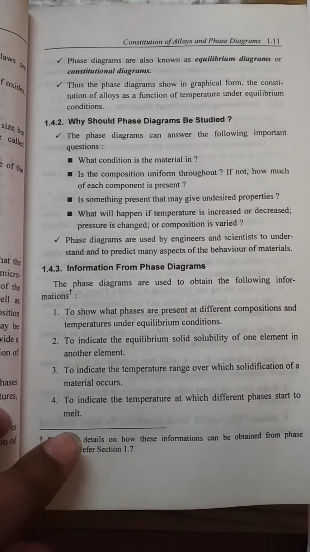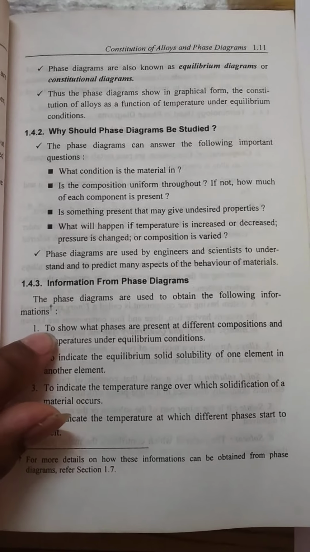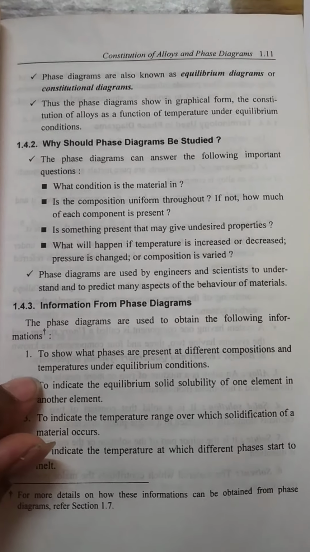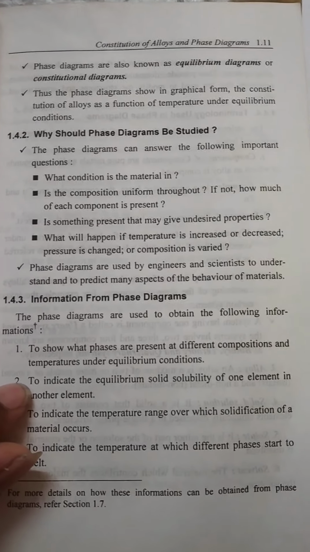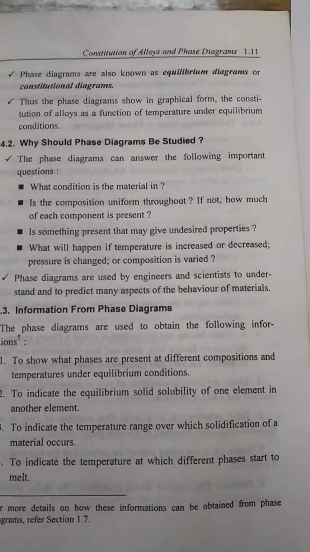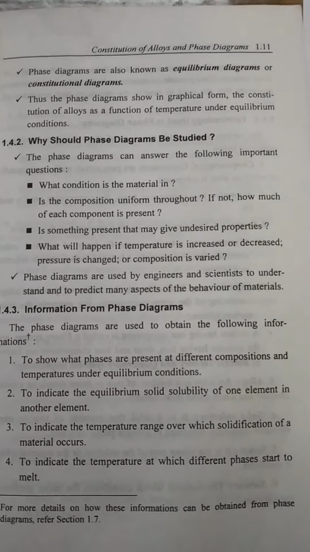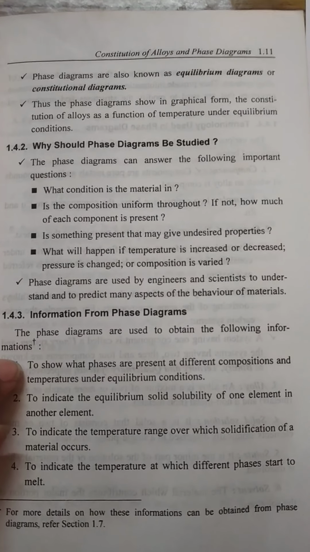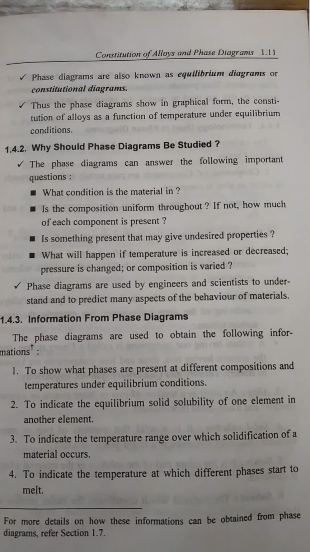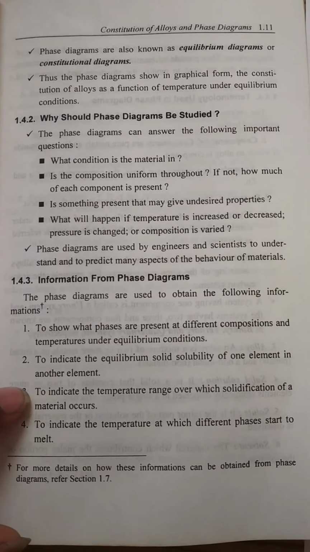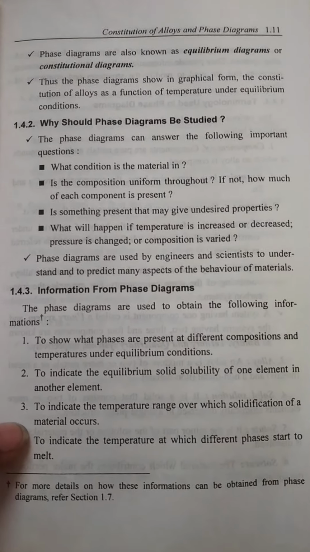The answers for those are here. A phase diagram shows what phases are present at different compositions and temperatures under equilibrium conditions, and indicates the equilibrium solubility of one element in another. So how much of one element will get soluble in the other element, and what phases are present at different compositions. It also indicates the temperature range over which solidification of a material takes place.